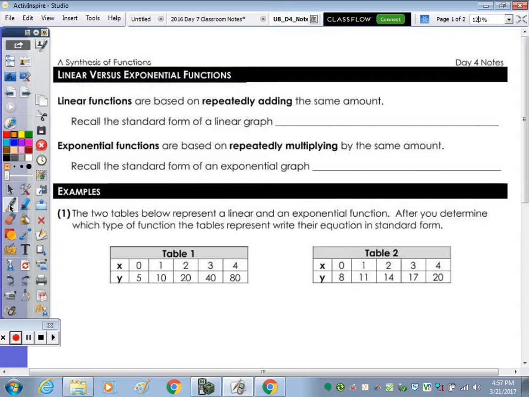Okay, in today's notes we're going to compare linear and exponential functions. At the top of the page it says linear functions are based on repeatedly adding the same amount. Recall the standard form of a linear equation is y equals mx plus b, where m is your slope, and b is the y-intercept.